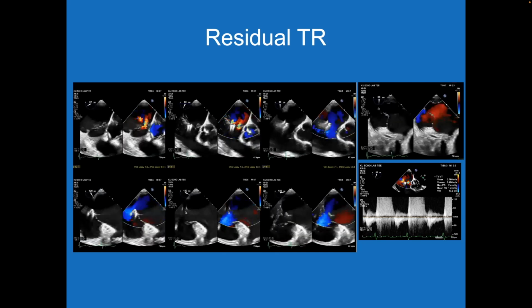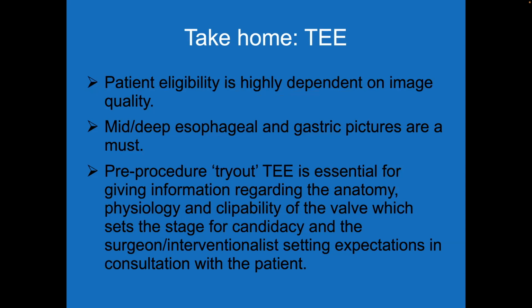So the take-homes from the TEE are that patient eligibility is highly dependent on image quality. The mid and deep esophageal, as well as the gastric pictures, are a must to help guide the procedure. The pre-procedure TEE is essential for giving that information about physiology and clippability, and it sets the stage for candidacy when the surgeon and interventionalists are setting expectations for the patient during the consultation they're having before they go to the procedure.